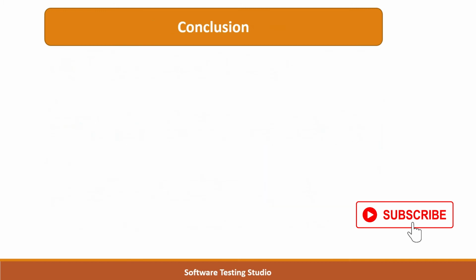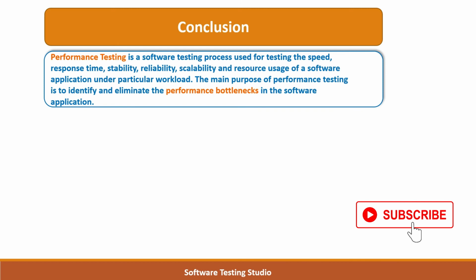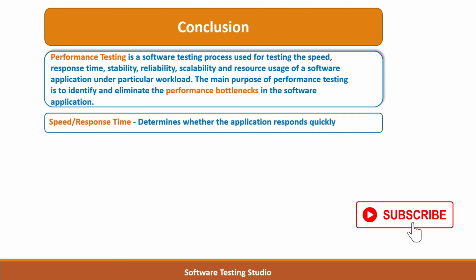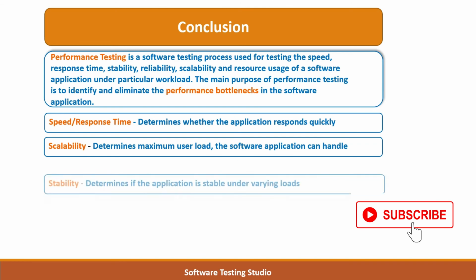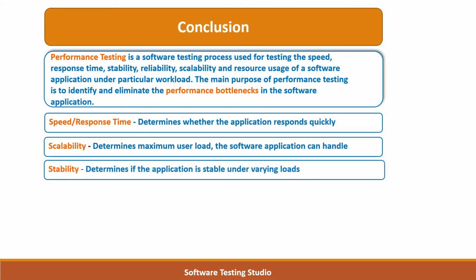Performance testing is a software testing process used for testing the speed, response time, stability, reliability, scalability, and resource usage of a software application under a particular load. The main purpose of performance testing is to identify and eliminate the performance bottlenecks in the software application. There are three key attributes of performance testing. Speed, or response time. This is to determine whether the application responds quickly in a timely manner. Scalability. This determines the maximum user load the software application can handle. Stability. This determines if the application is stable under varying loads.